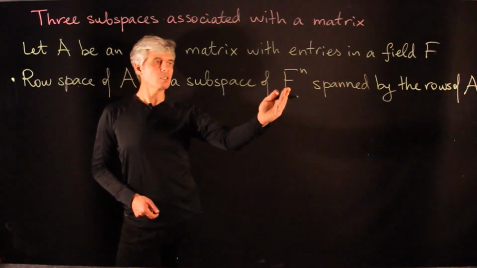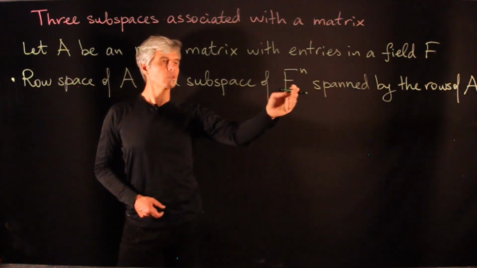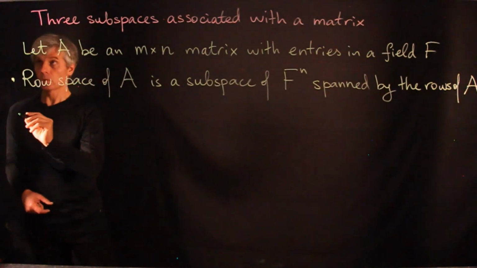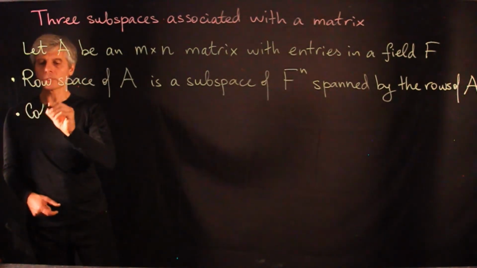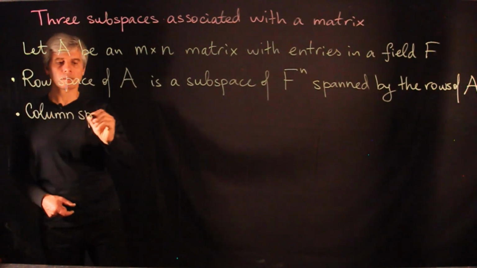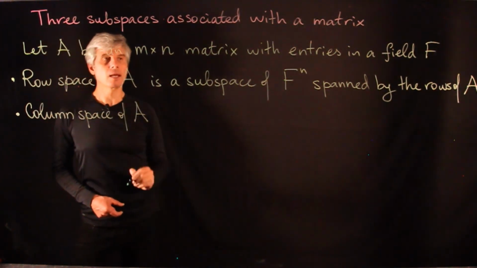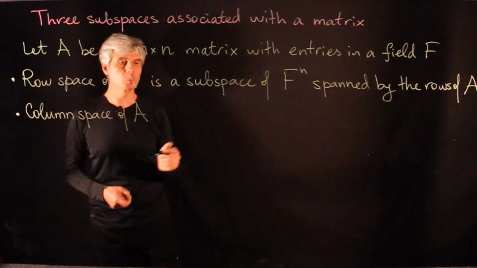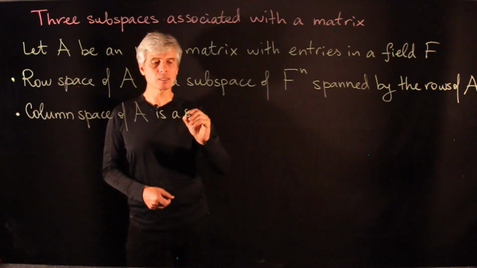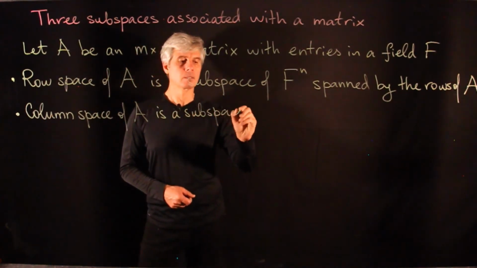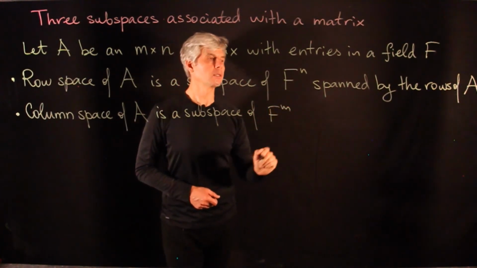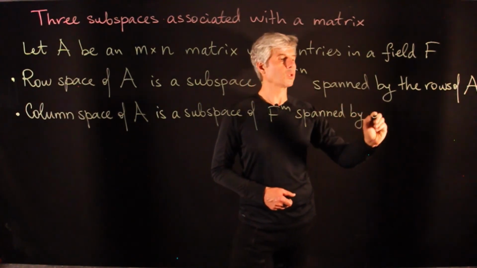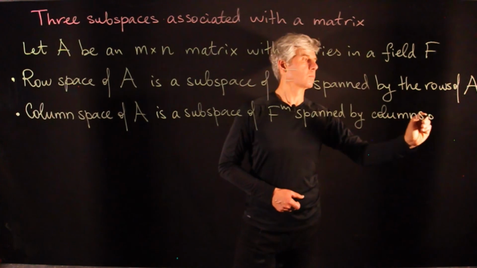As we said, each row has n components, so this means that rows can be viewed as vectors from Fn. So the second subspace is the column space of A. Remember that each column now has m components. So this means that this is a subspace of Fm spanned by the columns of A.